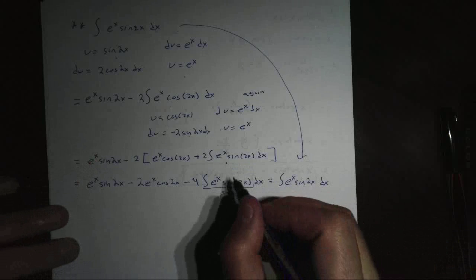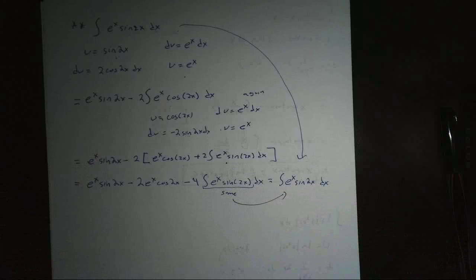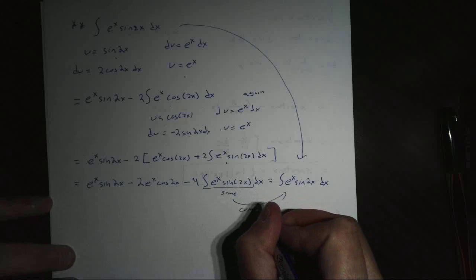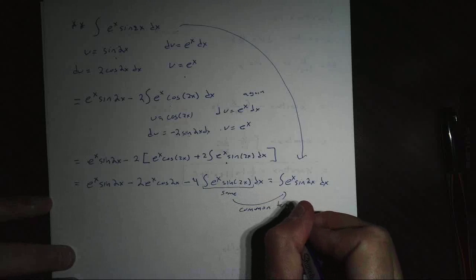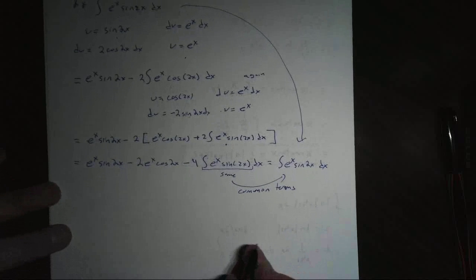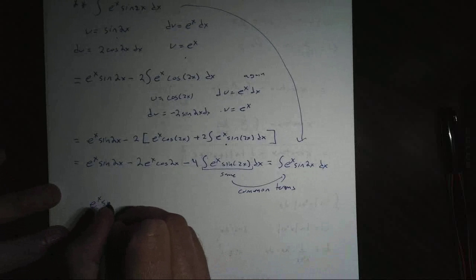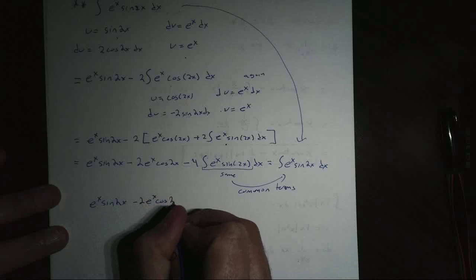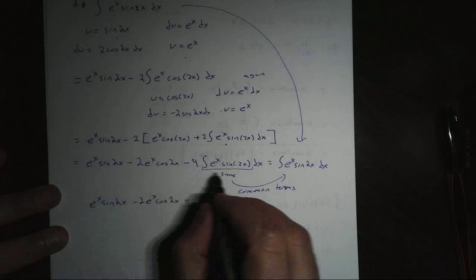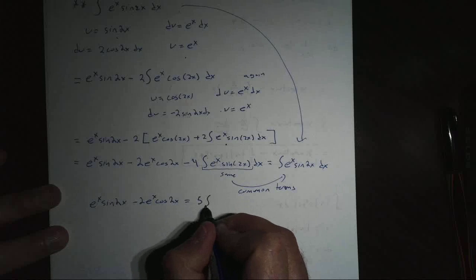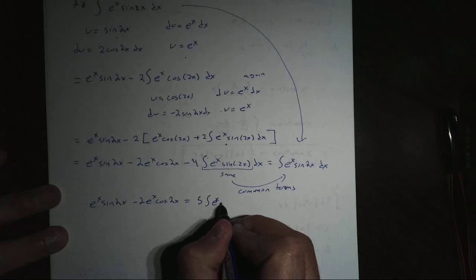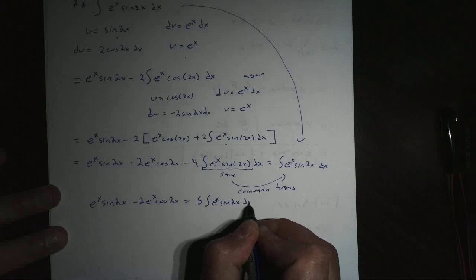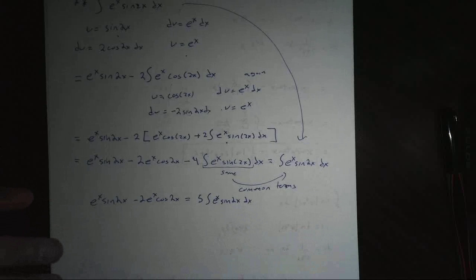And how this helps me is now I can bring over this same common term. I'm going to combine like terms. And that's going to give me e to the x sine 2x minus 2 e to the x cosine 2x equal to, be careful, 5 times the integral of e to the x sine of 2x dx. Isn't that cool? Just a little bit of algebra.